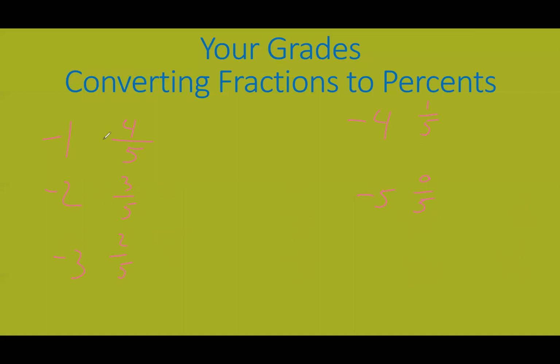Okay. So how do I turn this to 100? I multiply by 20, right? 5 times 20. 4 times 20 is 80. That's an 80%, which is a B. Ooh, it's a B minus, but hey, we'll take it. -2, you've got a 3 out of 5. In order to get that 100 again, multiply by 20, and you've got a 60, which is a D. Here, 2 out of 5, times 20, you've got a 40, which is an F.